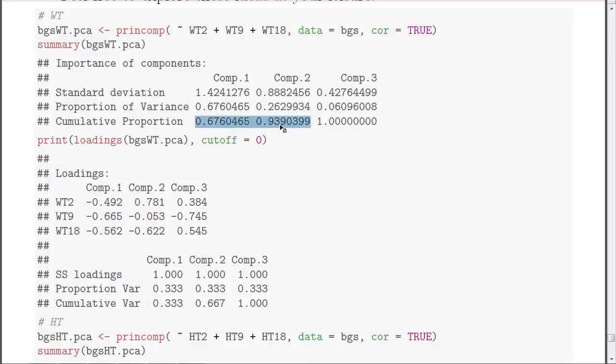The second component gets us up to 94% of the variability in weight. And this is a contrast between people who were, say, heavy when they were 2 years old but then light in later years, or the other way: maybe light when they were young, but then gained a bit of weight in their adolescence and kept that weight. That's the second component.